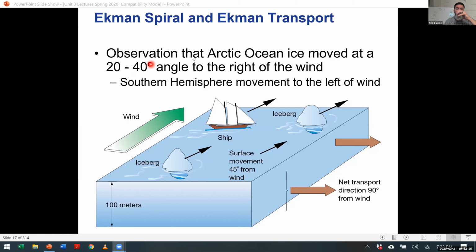Now, let's get down to the details here. This is called the Ekman spiral. Oops, I lost my PowerPoint.